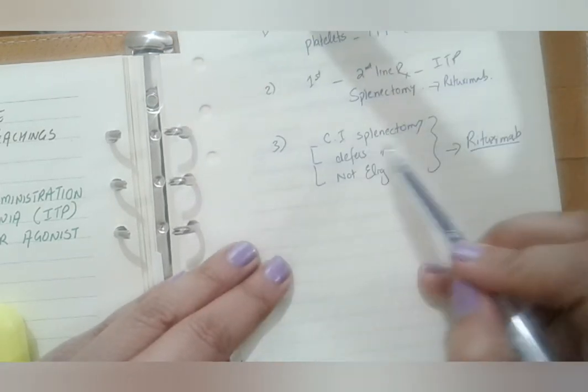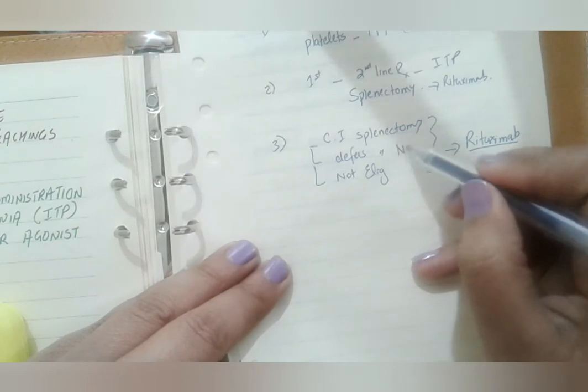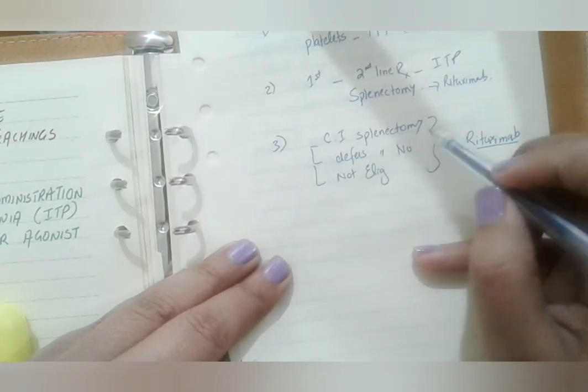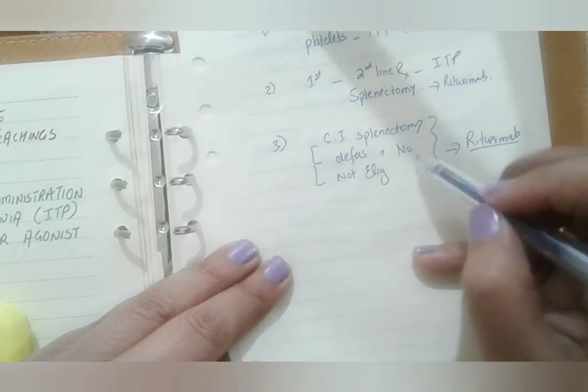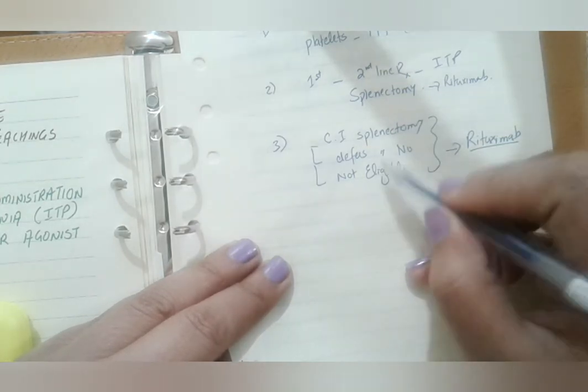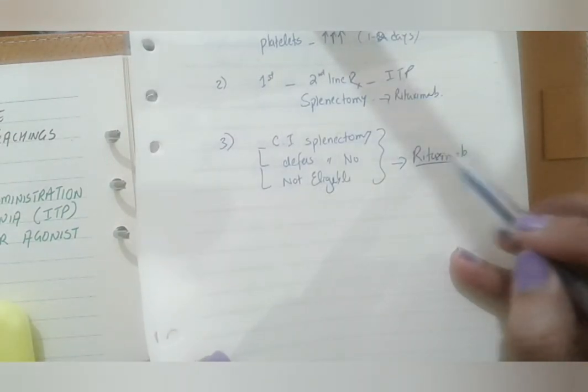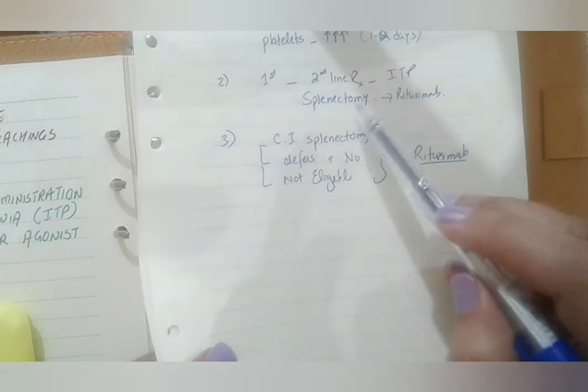Now if there is a contraindication to splenectomy or the patient says no to splenectomy, no, I do not want a major surgery, I do not want my spleen removed, or the patient is not eligible for splenectomy, contraindication, then you consider Rituximab. Remember, Rituximab is not given before splenectomy, it's given after splenectomy.